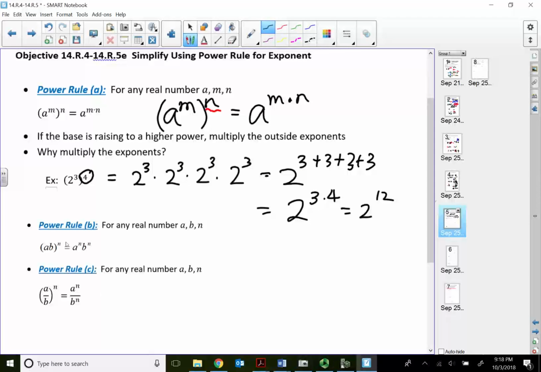This is just another version. If I have two different factors inside the parenthesis, both of them raised to a higher power on the outside, currently my a and b are raised to the first power. When I'm raising to a higher power on the outside, it's almost like doing the distributive property on the exponent. I take my outer exponent n and multiply all the exponents of the factors on the inside. So I should get a to the n times b to the n.